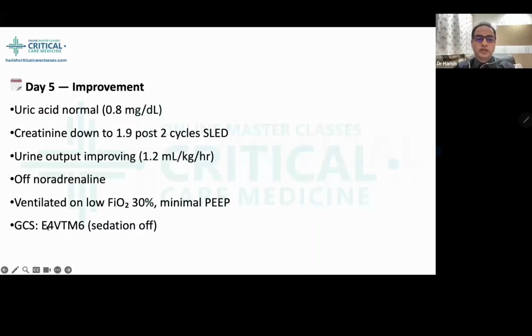So GCS is E4 VTM6. We stopped the sedation and all. Okay, so he is ready for weaning now. So this is almost like a treated case of tumor lysis syndrome.